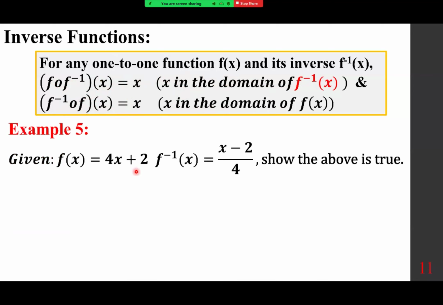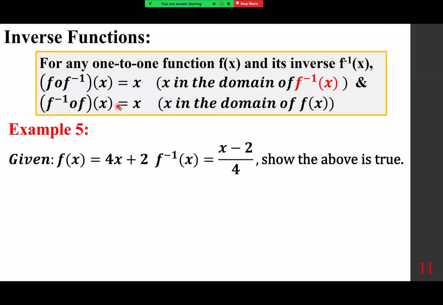So, given that f of x is 4x plus 2, and f inverse of x is x minus 2 over 4, show the above is true. So, if two functions are inverse, then we should be able to show this property.